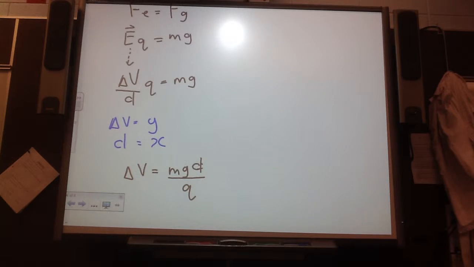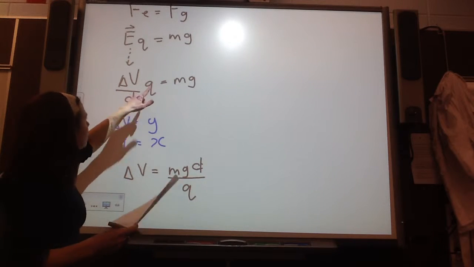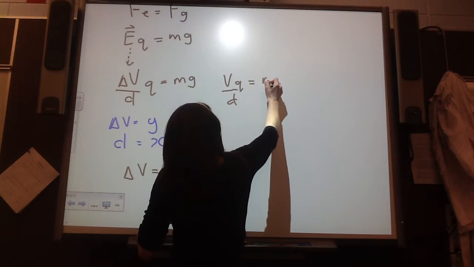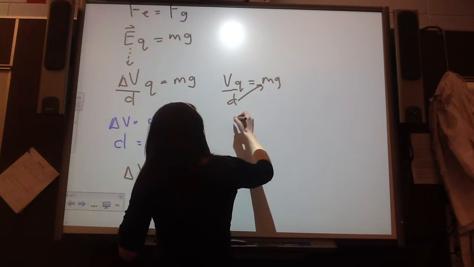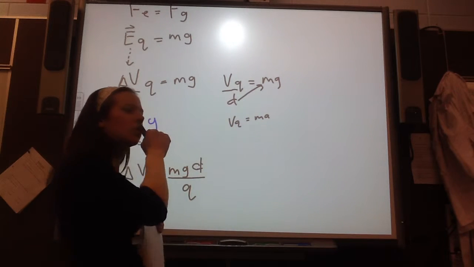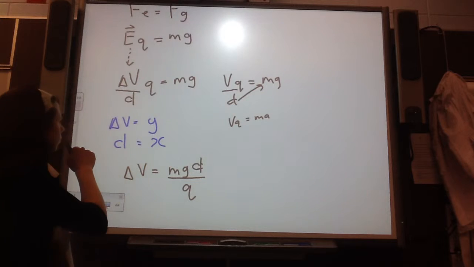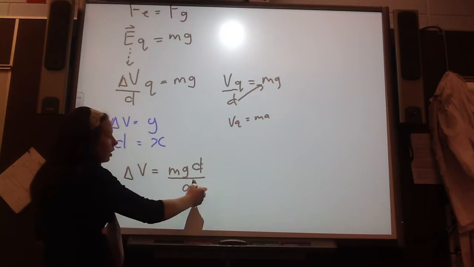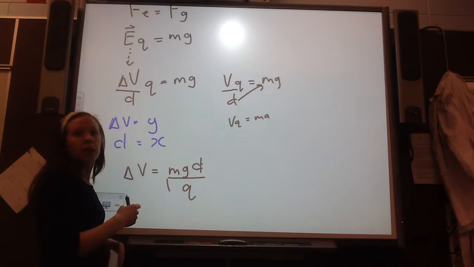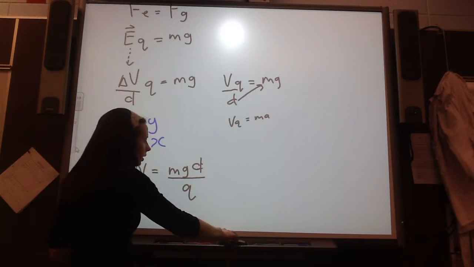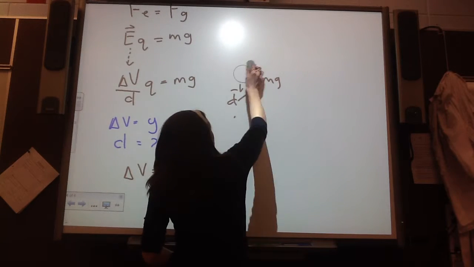If it's like V over d is equal to m times g, and I cross multiply, I just put my V over d in brackets, so I got mg over q in brackets, all times d. That would mean the same thing. Yeah, that would be okay. It would only be different if there's adding or subtracting.